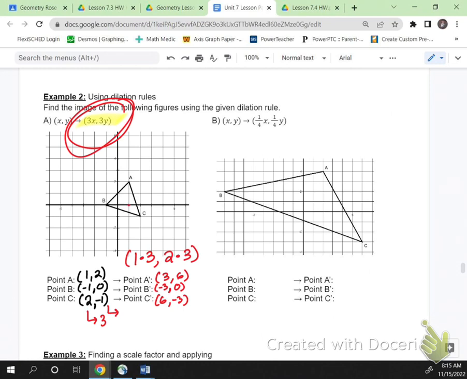1, 2, 3. Up at 6. 5, 6. Here's A prime. You have to graph. You have to label. 2, 3. B prime. 6, negative 1, 2, 3, C prime, and then connect the dots as close as possible. And we're going to say this was an enlargement.